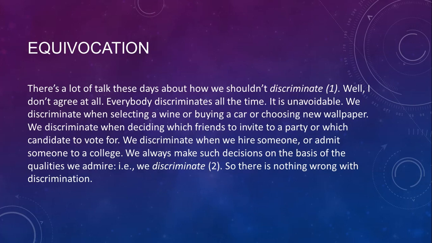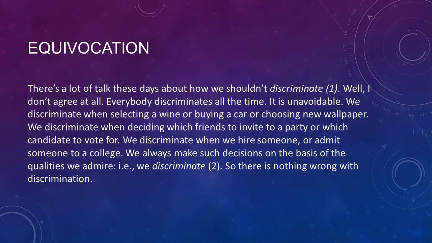So this is an argument that commits, I would submit to you, the fallacy of equivocation. There's a lot of talk these days about how we shouldn't discriminate. It's typically about like, don't be racist, don't be homophobic, that kind of thing. That's what they mean when they say don't discriminate. Now, you might not agree that those are two different uses of the word discriminate. If you think that this is a good argument, that means that you think those two, discrimination 1 and discrimination 2, are being used in the same way. I would suggest that they're not.